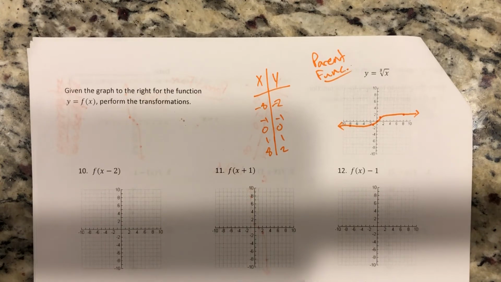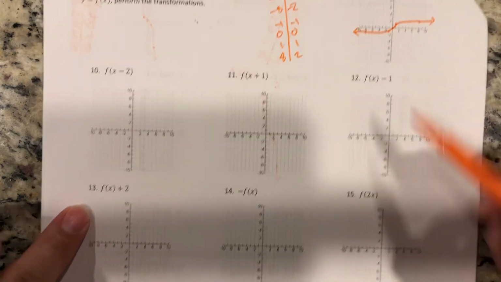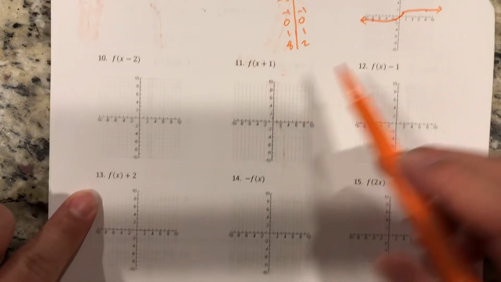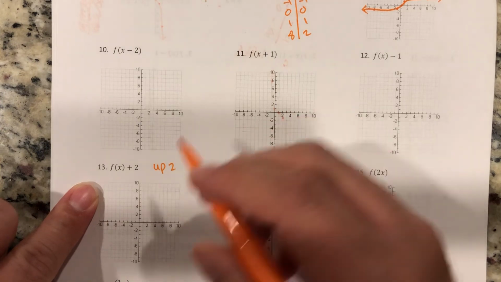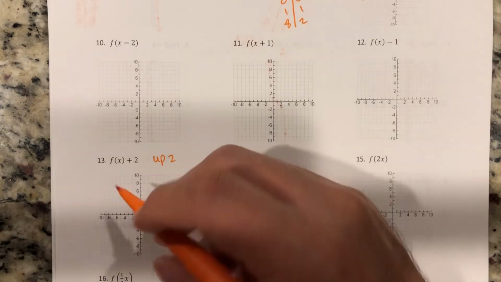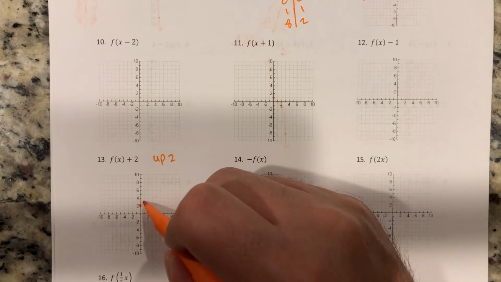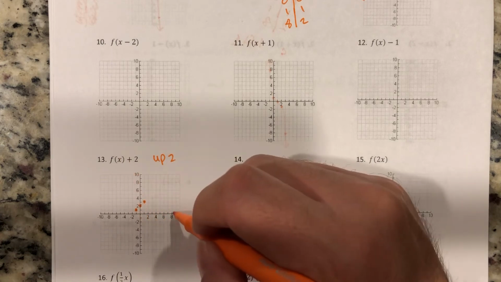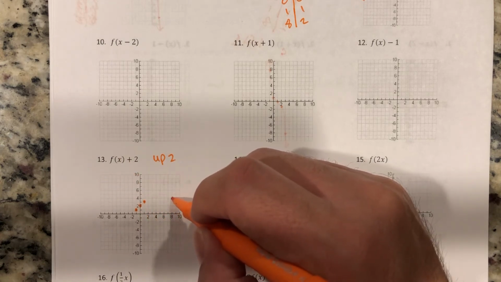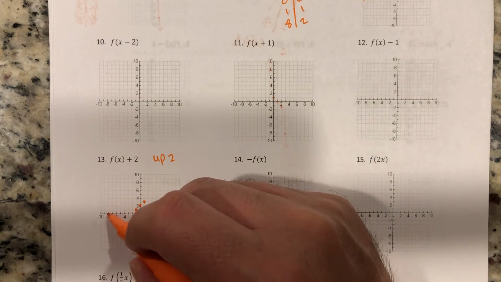And then again, you just kind of do the same thing with some of these. So for instance, like if I did number 13, it's all from the parent function. So this is the d value. It tells me to go up 2. So I take my point, that first one, point of symmetry, I go up 2. (1, 1), I went up 2. (-1, -1), I take it up 2. (8, 2), I take it up 2. (-8, -2), I take it up 2.